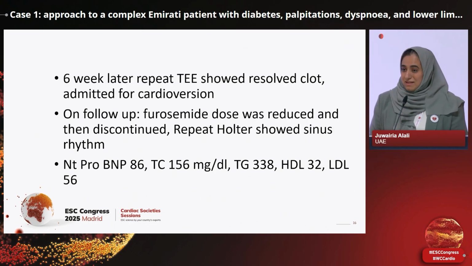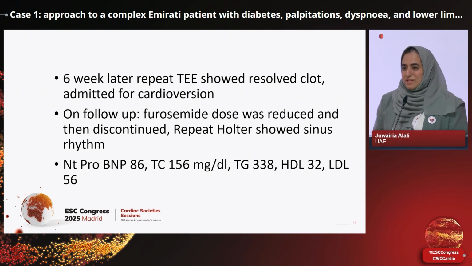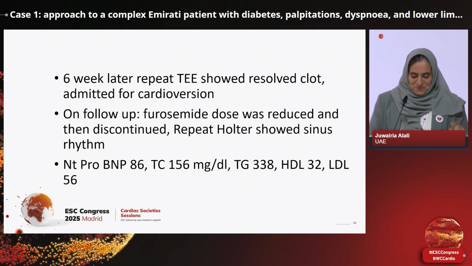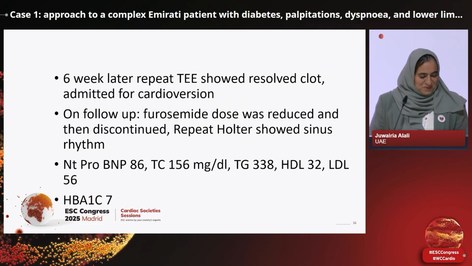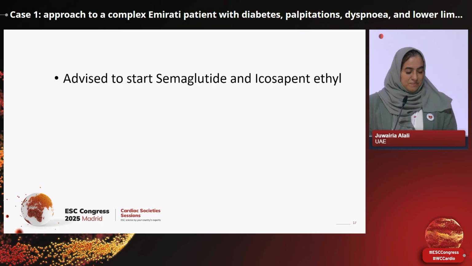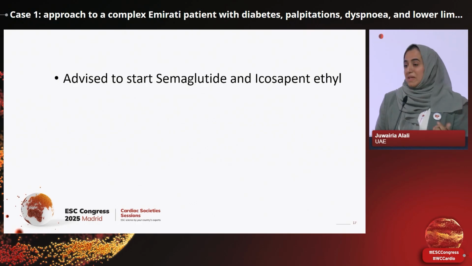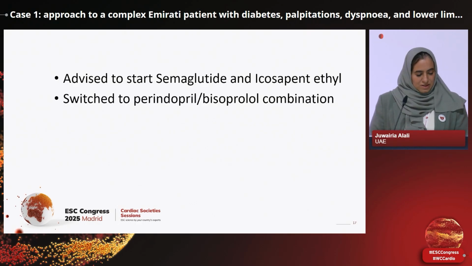So now it's 86. Of course, his total cholesterol is better right now, but he still has a high triglyceride, and his LDL cholesterol reached 56. So if you remember the guidelines, maybe that's a question you want to ask. The target is 55, and he's 56. Should we act on a 1? That's something for you to think about. His HbA1c is 7. So at this time, we advised him to start semaglutide because he would benefit from that a lot, and also icosapent ethyl because he had hypertriglyceridemia.